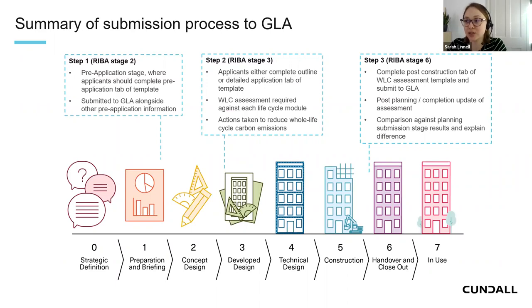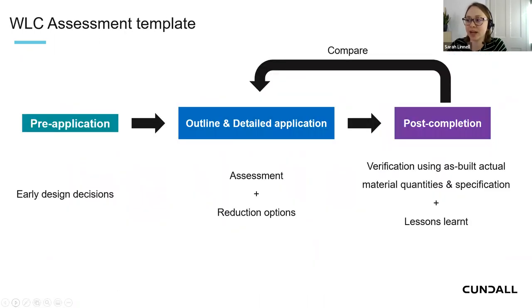And really, there are these three main steps. There is a pre-application step, there is an outline and detailed application step, and then there's a post-completion step. So as you can see in this flow chart, at pre-application, you are just before stage two, perhaps, and you are making early design decisions. And so you will submit data to the GLA to show your intent. When the design is developed a little bit further, so stage three, perhaps, then you will be doing a detailed assessment and showing your reduction options.